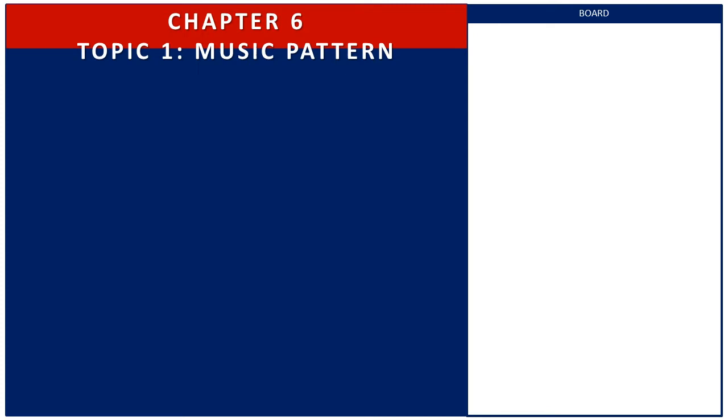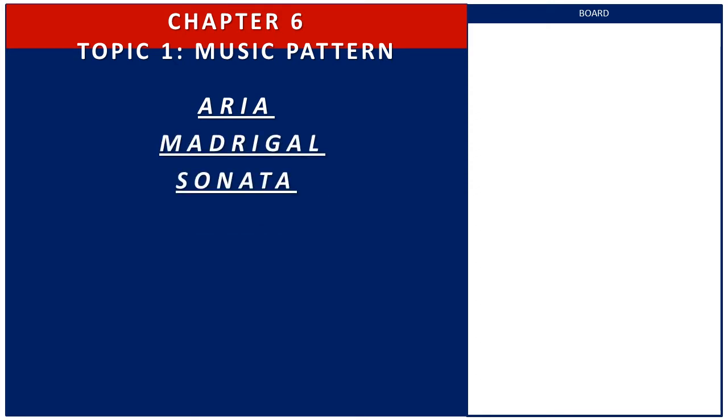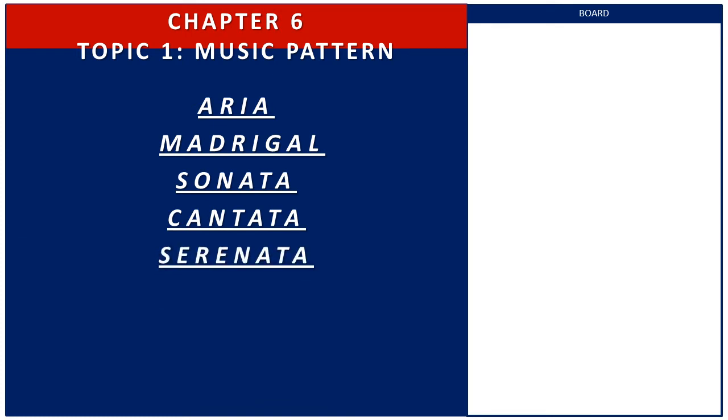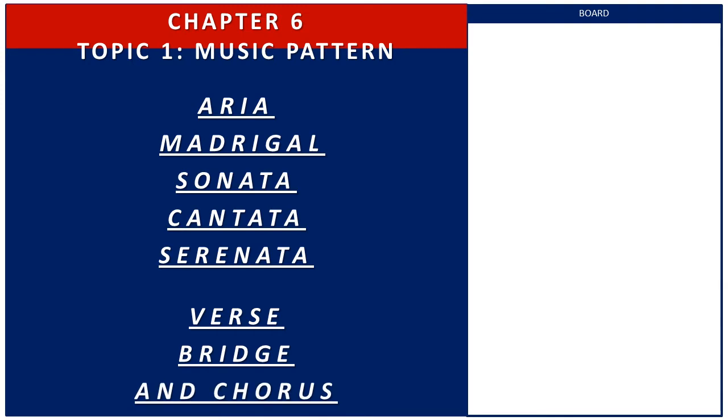Let us now move on to our chapter 6. Topic 1, music pattern. Classical examples include aria, madrigal, sonata, cantata, and the last one is serenata. And also remember that contemporary song forms are commonly broken down into 3 major components. We have verse, bridge, and chorus.